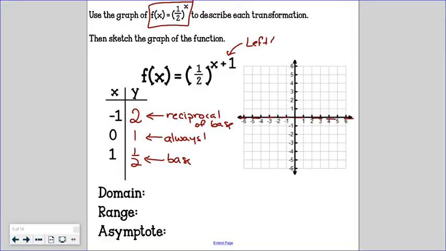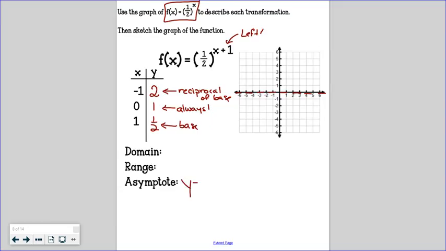You're probably always going to want to draw that asymptote in there. It is not a requirement, but I will tell you people are a lot more successful if you do, because if you go past it, you've drawn the wrong graph. So draw your asymptote, identify your asymptote. Horizontal asymptote at y equals 0. It didn't move because we didn't say the word up or down.